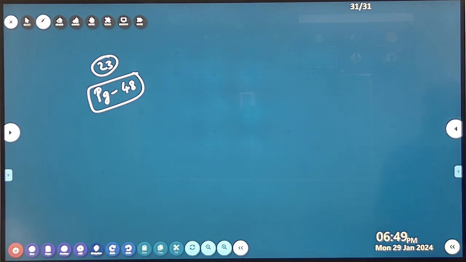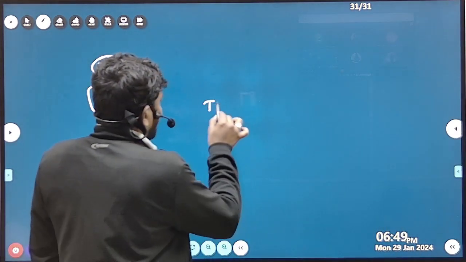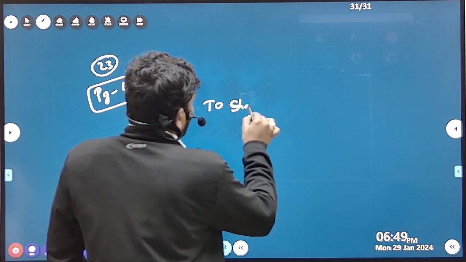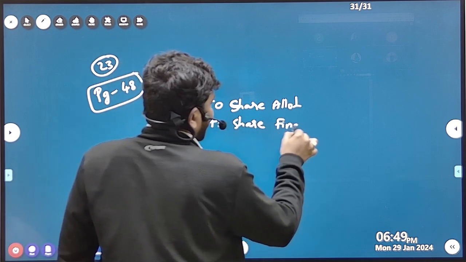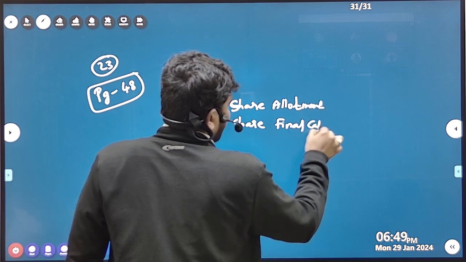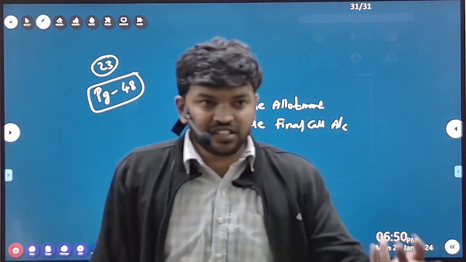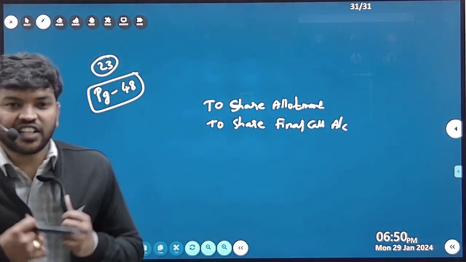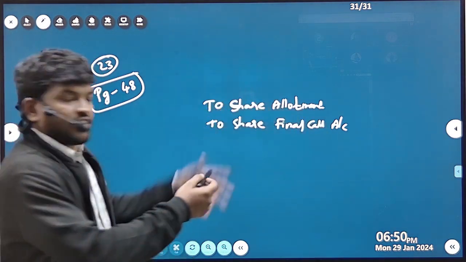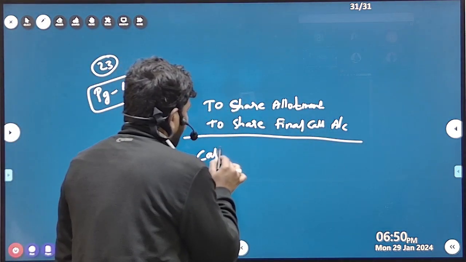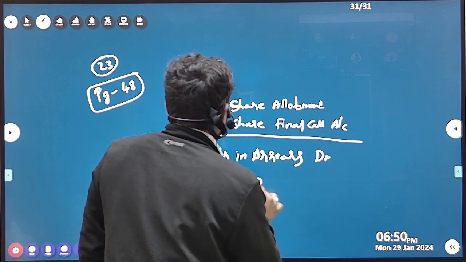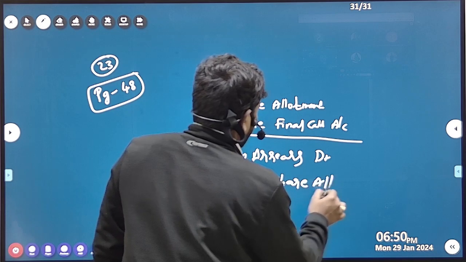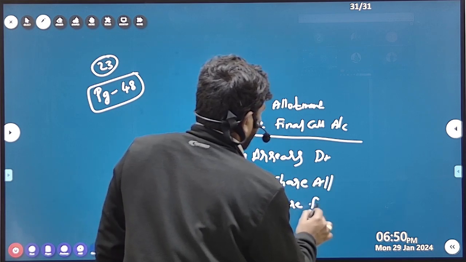calls in arrears. What are they writing? Calls in arrears. Sir, in the earlier entry you credited share allotment money and share final call money, yes or no? In the earlier sum I credited these two accounts, but now they are crediting calls in arrears. Why? Sir, in between this, they have one more entry, which is calls in arrears account debit to share allotment, to share final call.